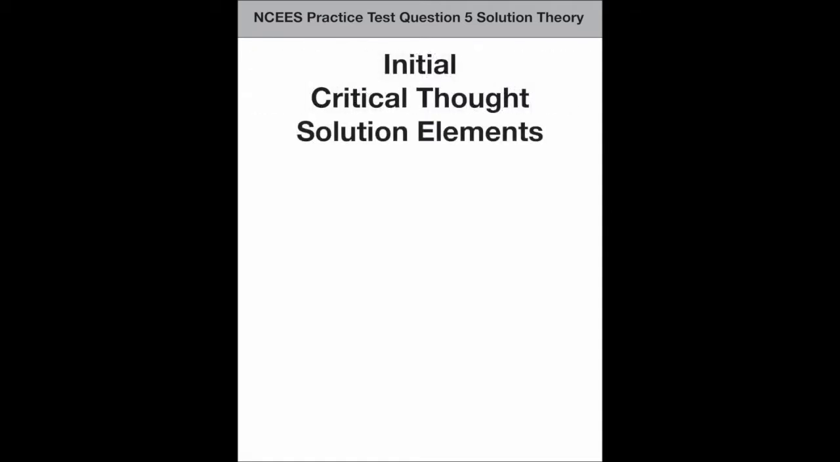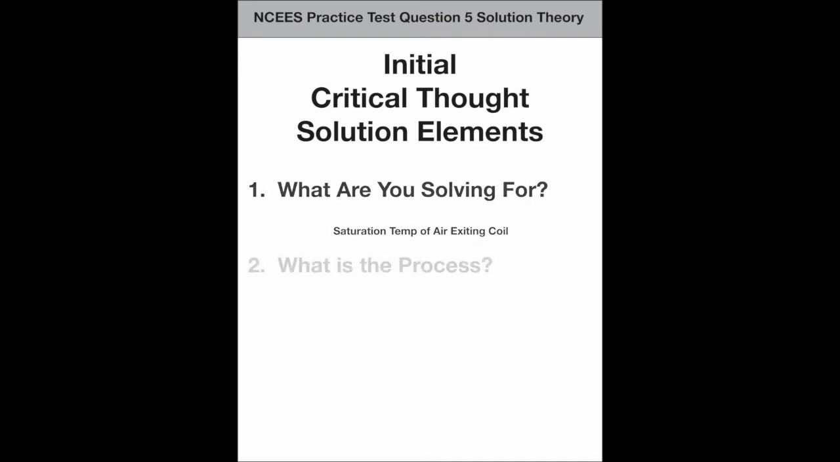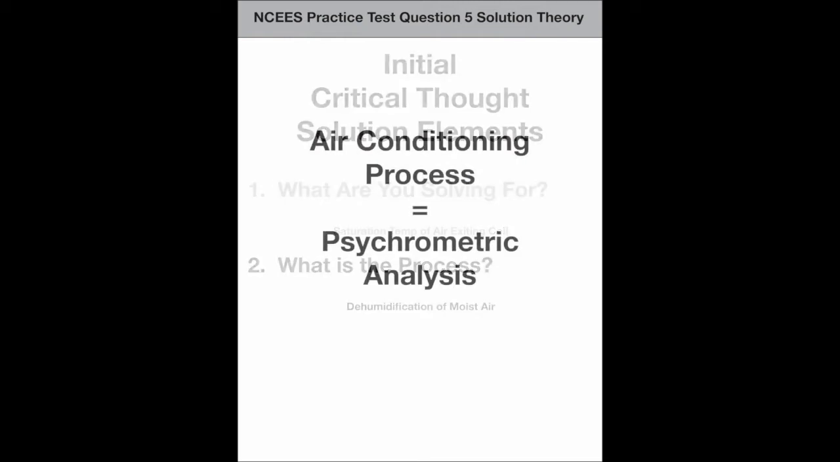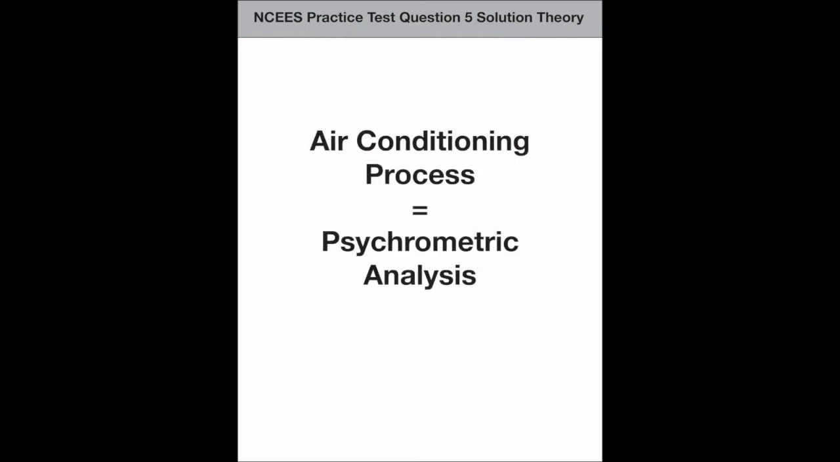Initial critical thought solution elements. 1. What are you solving for? The saturation temperature of moist air exiting a cooling coil. 2. What is the fundamental process? Dehumidification of moist air. This is an air conditioning process which indicates a psychrometric analysis.